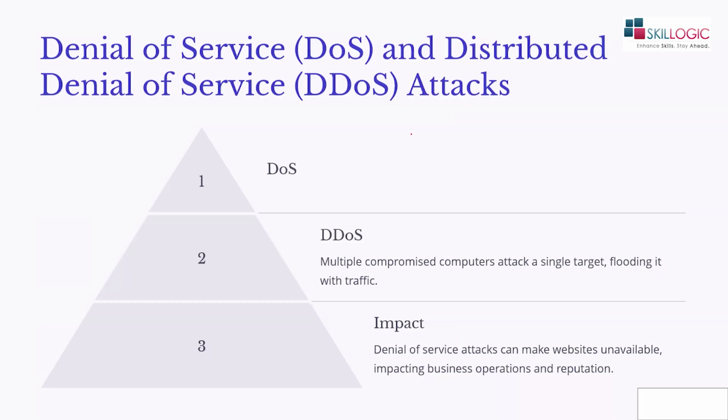A DoS attack is where only one system is targeting the one server. But in a DDoS attack, some botnets or some systems are involved, and many of them try to attack a single server with multiple IP addresses.